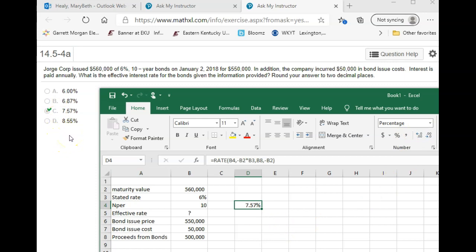So, all right, that's how you do that one. You have to use Excel or a financial calculator. No other way to get that one.